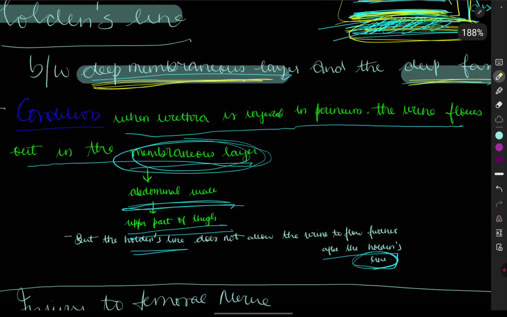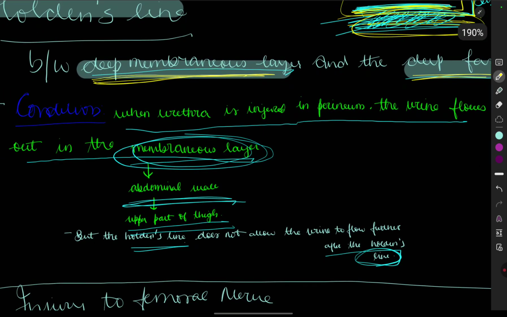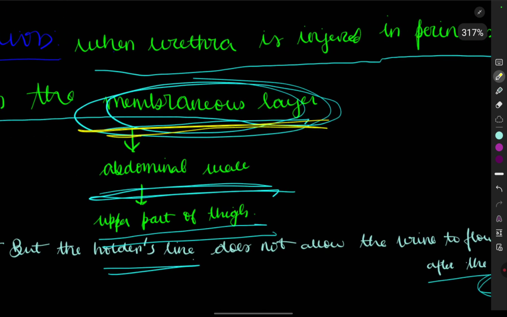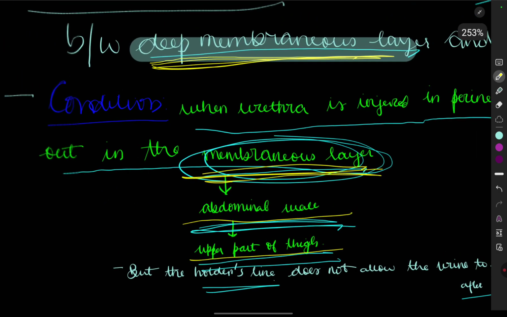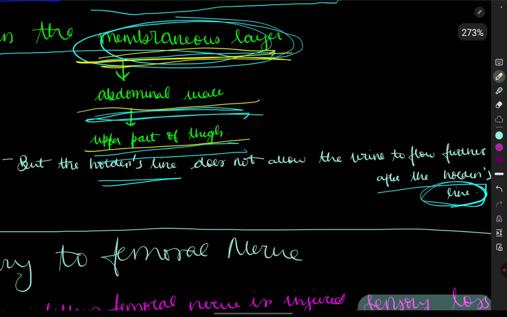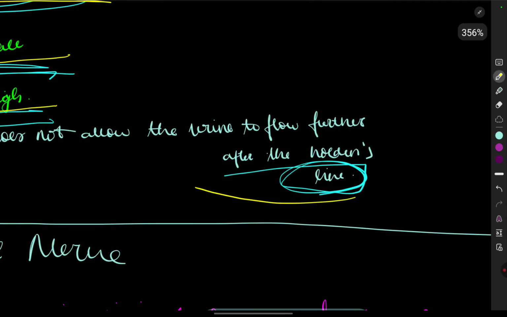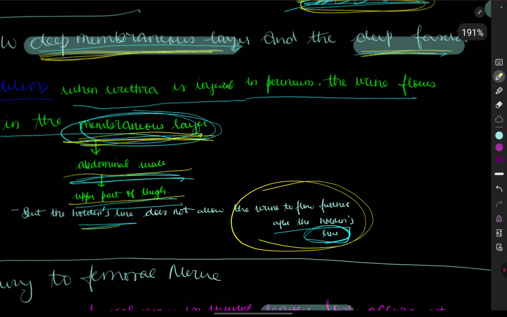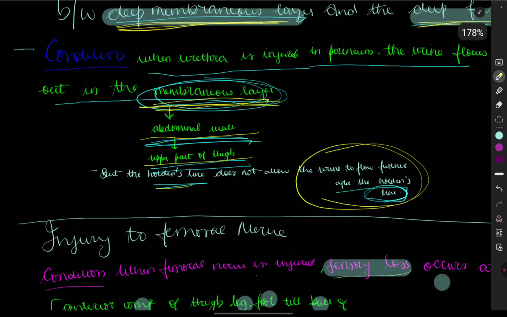What is the condition? When the urethra is injured in the perineum, the urine flows out in the membranous layer of the superficial fascia. So if the urethra is injured, the urine will flow in the membranous layer, then it will travel to the abdominal wall, then it will go to the upper part of the thigh. But the significance of the Holden's line is that it does not allow the urine to flow further.